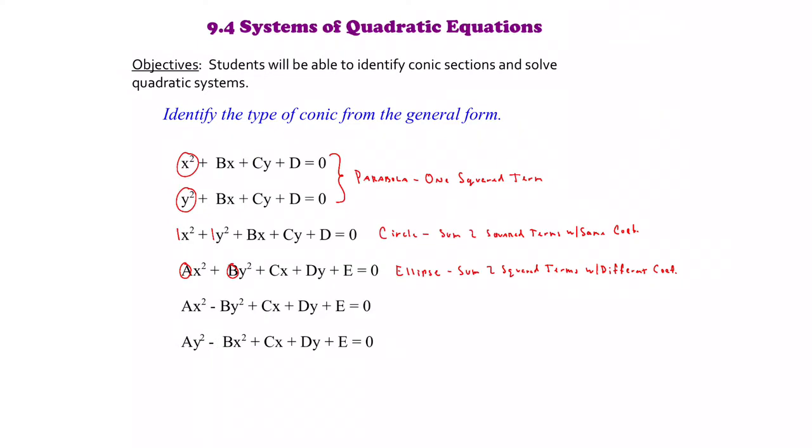And then the last two, you have the difference of two squared terms. That represents the hyperbola. A hyperbola is the difference of two squared terms. Now in each of these the coefficients appear to be different, but the coefficients can be the same. It's only the difference of the two squared terms that you absolutely need. So that's how you identify the four different conic sections.